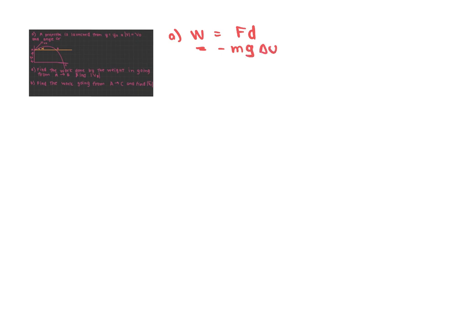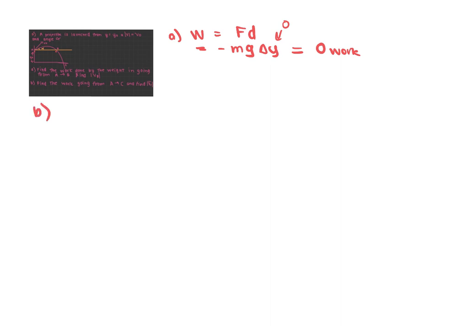times the displacement, y. Now, as we can see, A and B are in the same spot, at the same height. So that means the displacement in y would be 0. So the mass times the gravity times 0 would just equal 0. So the work done by the object is 0. There is no work done by that object.